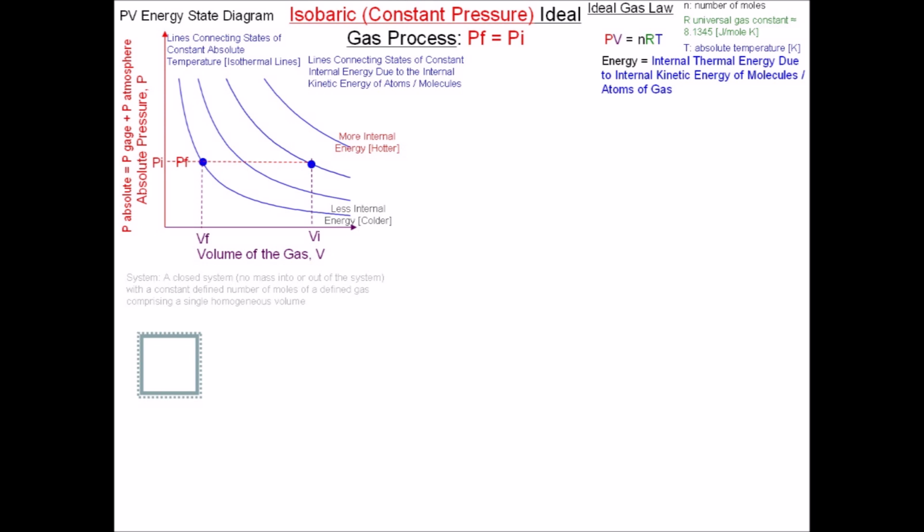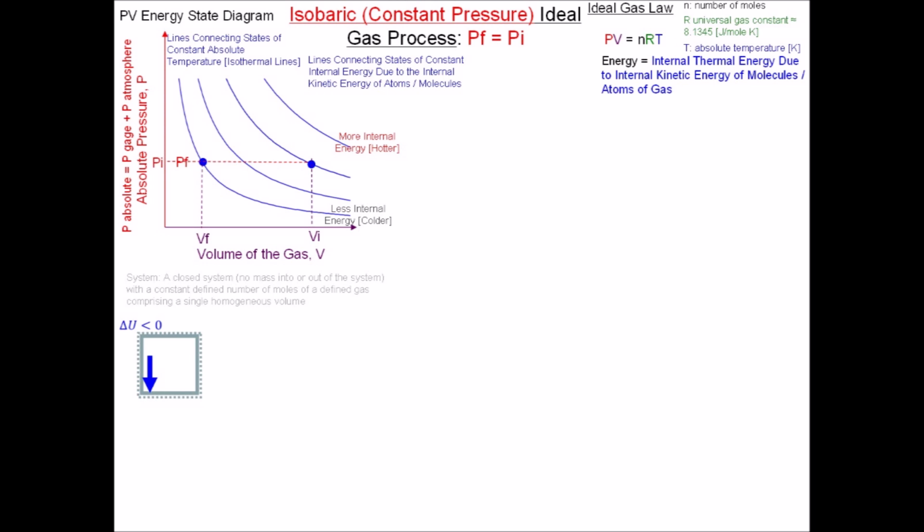Before we go into any equations, I think it's always helpful, on this system diagram shown below the PV energy state diagram, to pretty much define the directionality and a rough magnitude of what's happening for the types of energy that are contained in the system. The first type of energy I think we should always start with is the internal thermal energy due to the kinetic energy of the molecules.